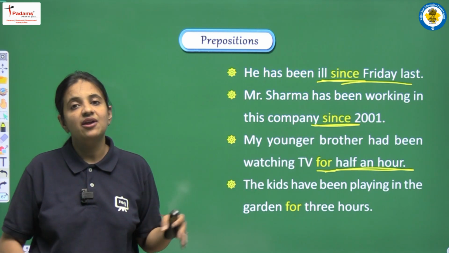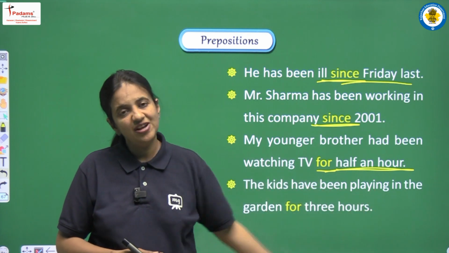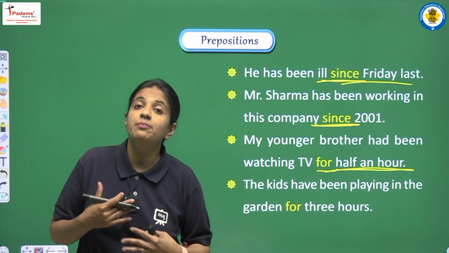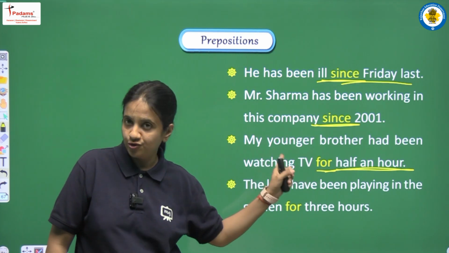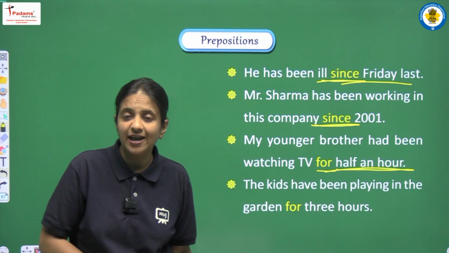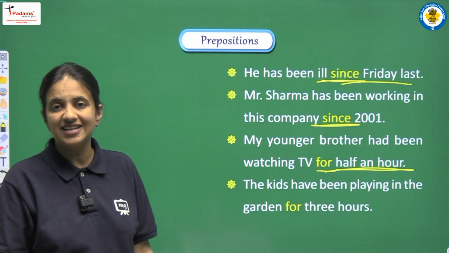Whenever we are having any period, because here we are talking about half an hour, or we can say 30 minutes, these 30 minutes are actually a period of time. So whenever we are talking about a period of time, we have to use for, and whenever we are talking about one point of time, one exact time, then we have to use since in our sentence.